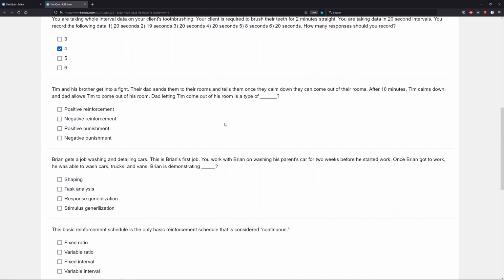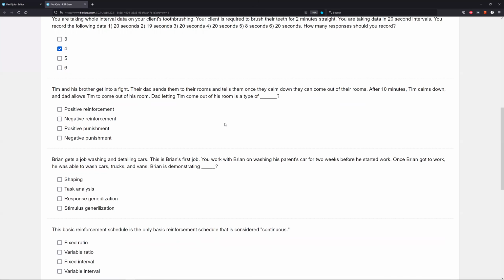Be careful here, okay? Tim and his brother are fighting. Dad sends them to their rooms, tells them to calm down, which to us looks like some sort of attempt at punishment. But we're not looking at that aspect. What aspect of the question are we looking at? We're looking at Dad allowing Tim to come out of his room. Always know what the question is asking. If the question is long or full of information, only focus on the relevant information. We're just looking at Dad letting Tim come out of his room. What type of reinforcement or punishment is this?